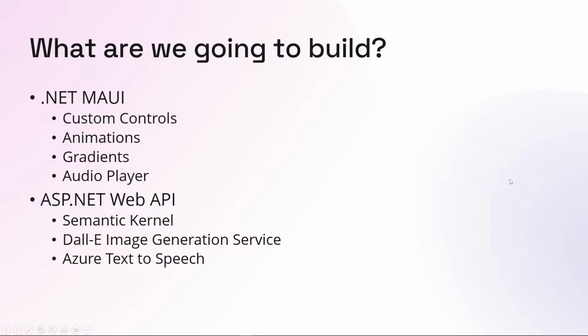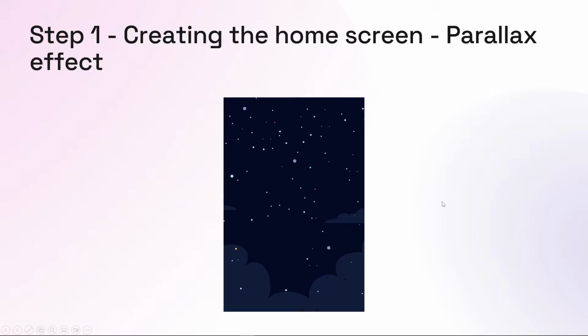Some of the things we will see are how to use custom controls, animations, gradients, and audio player, and on the web API side, we will see how to use the semantic kernel, that is image generation service, and Azure's text-to-speech service to generate audio files. We are going to develop this application through various steps. The first step is to create the home page.